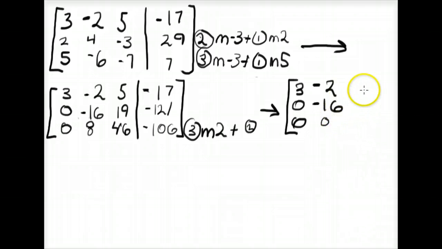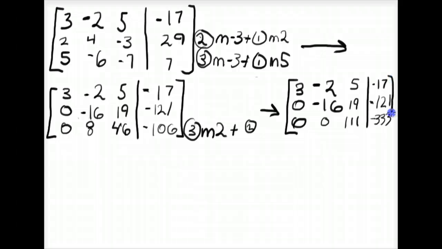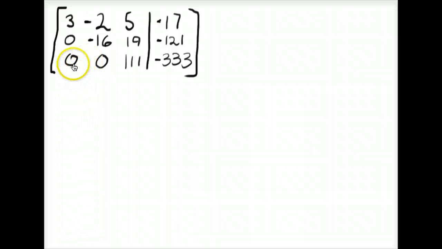And so 5, 19, 111, that's just through the addition, and then -17, -121, -333. So now what we have here in this third equation is 0x plus 0y plus 111z equals -333. So now we can solve for z by just dividing row 3. We're going to take row 3 and divide it by 111.